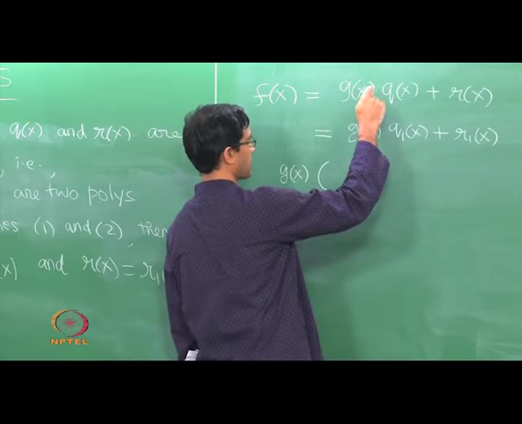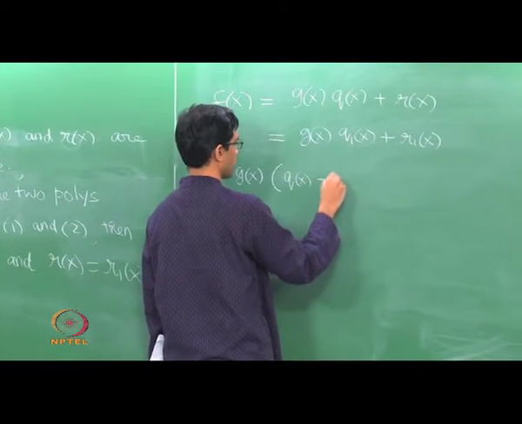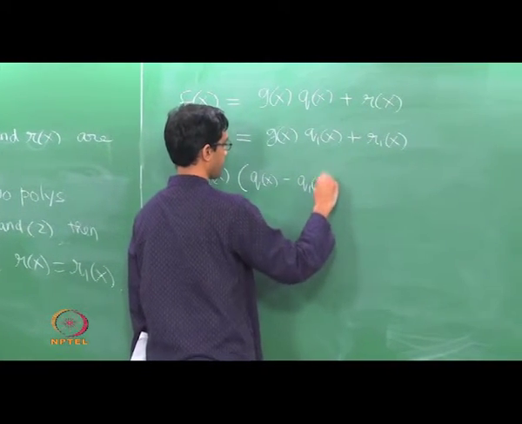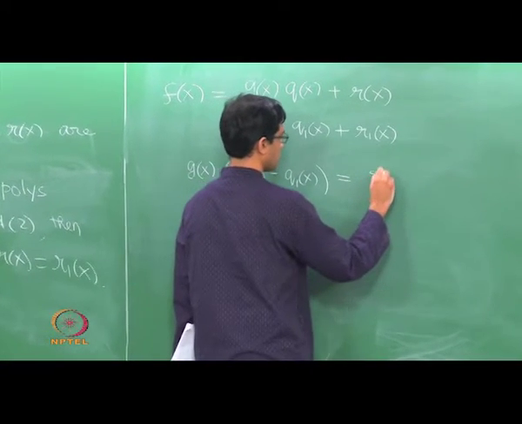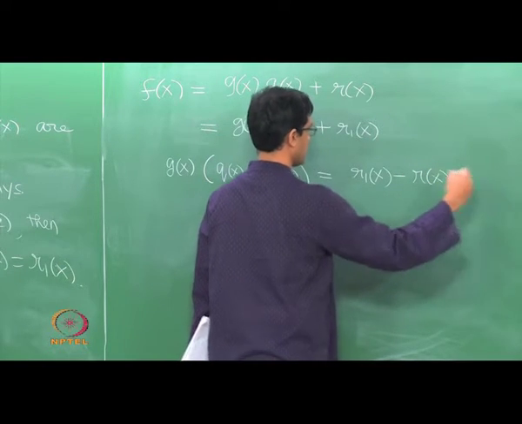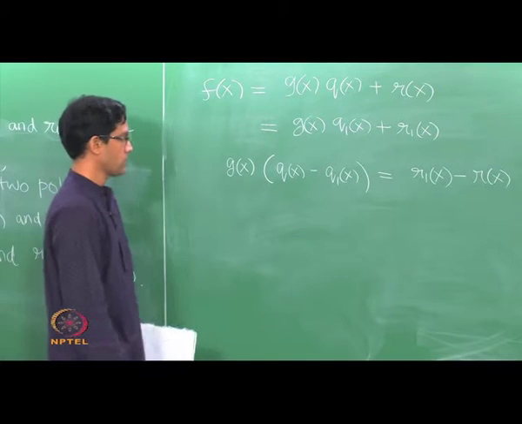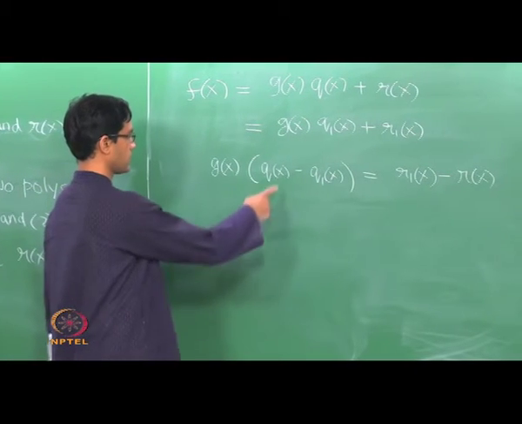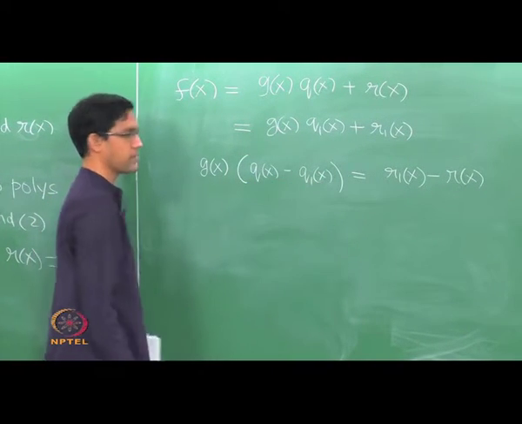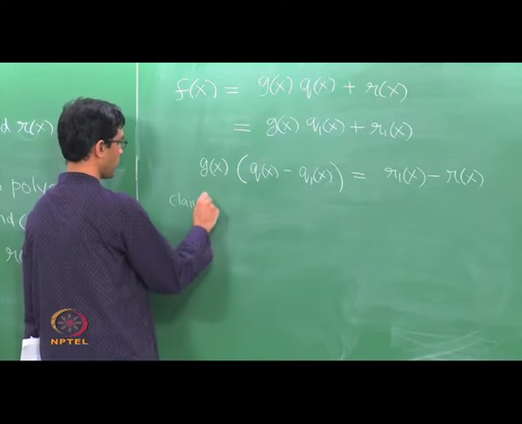So from this we conclude by subtracting, the top thing minus the bottom thing, that g of x multiplied by q of x minus q1 of x equals, now I will push the r of x over to the other side. So I get the following equation, that g of x multiplied by q minus q1 is r1 of x minus r of x. Okay. So the claim from here is that this term q minus q1 had better be 0. So we now claim this implies that q minus q1 is 0.